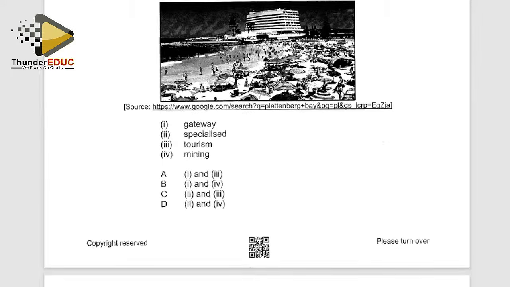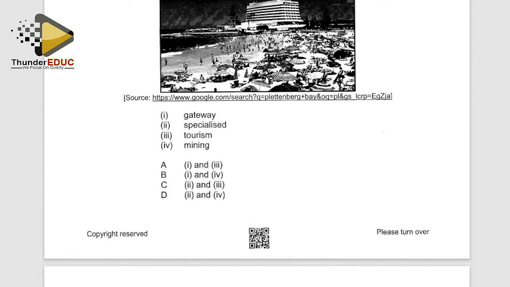So basically that qualifies it as being located in a throughway of the Tsitsikamma Mountain. Then it qualifies to be a gateway town, and it is also typically a tourism town, not a mining town. So our correct response, if we can check those two, we can safely say that our response is A.